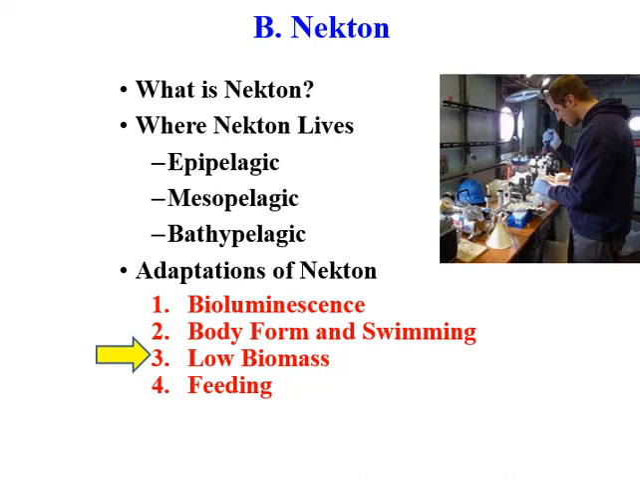And then we looked at body form and swimming, and saw that everything moves around. All these nekton have some mechanism for moving. And now we're talking about low biomass. So compared to someplace like the coral reef or some of these other ecosystems that we've looked at, salt marshes, very productive, estuaries, very productive. Even in the rocky shore, there's a lot of algae. So we've seen mangroves, mud flats, a lot of ecosystems where there's a lot of primary production. There's a lot of biomass.